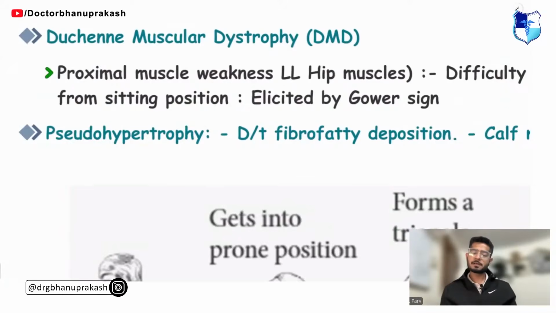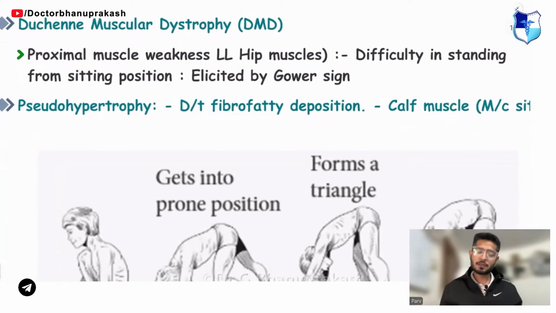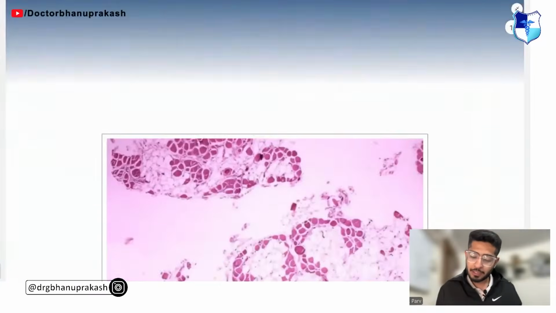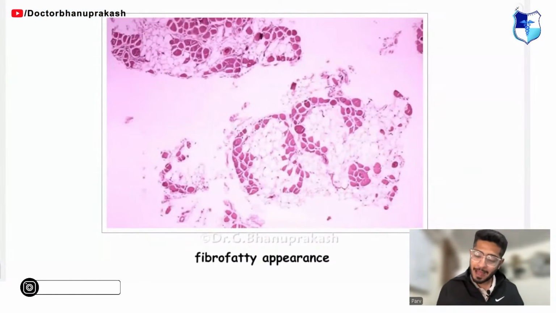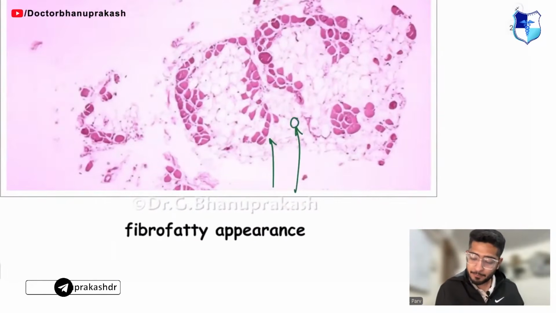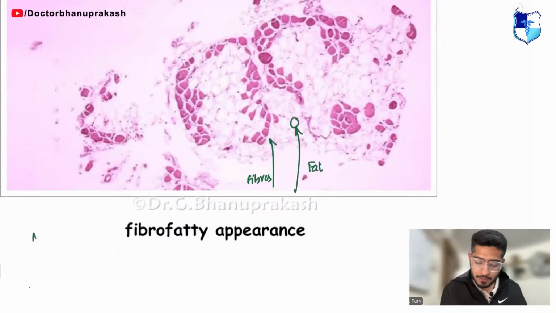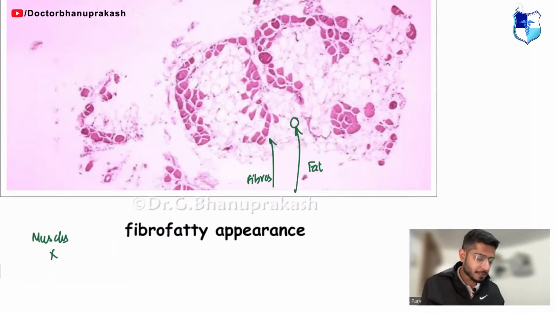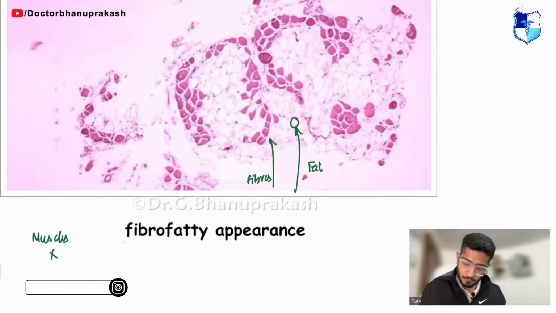Coming on to Duchenne's muscular dystrophy, bache. Duchenne's muscular dystrophy is the muscular dystrophy. Now, muscular dystrophy means you will not have the muscles inside, and you will have the fat. Okay, you will have the fibers. Can you see this one? The empty one is actually fat, and this one is actually fiber. So muscles are no longer there, and a fibrofatty appearance will be there.